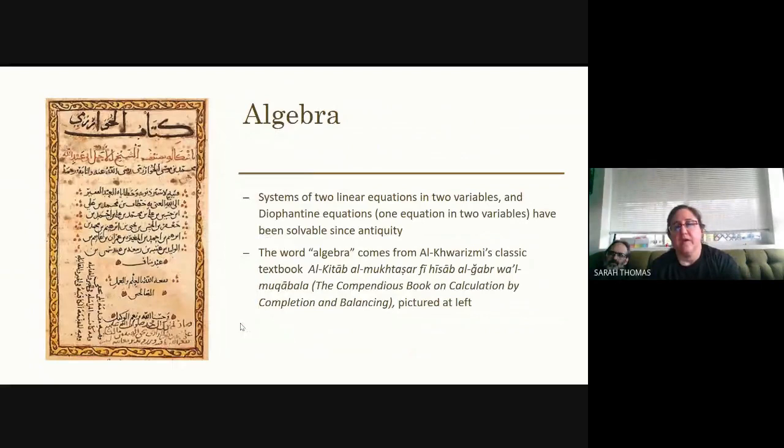As far as algebra goes, our word algebra comes from the title of the definitive textbook that was written by Al-Khwarizmi during the medieval period in Arabic. And this is the title page of it in the illustration. They were able to solve systems of two linear equations in two variables and also Diophantine equations. That's one linear equation in two variables. Those have been solvable since antiquity. There are ancient Babylonian manuscripts, not manuscripts because they didn't write on paper, but you get the picture. They could do it in ancient Babylon.